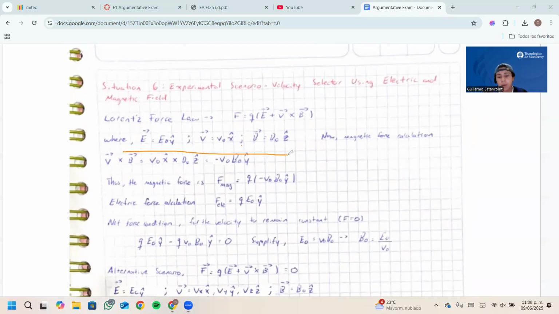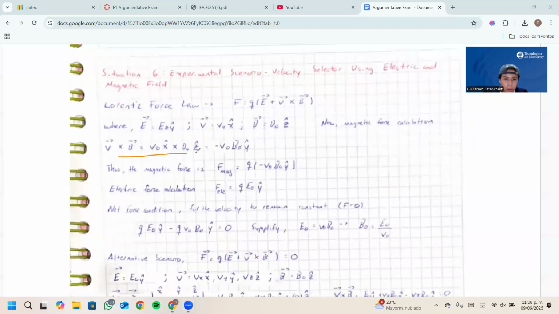Now we're going to do the magnetic force calculation, where we're going to do this cross product. We're left with the initial velocity, then the initial magnetic field are negative and in the y direction. And then the magnetic force is equal to this, and the electric force calculation is this.